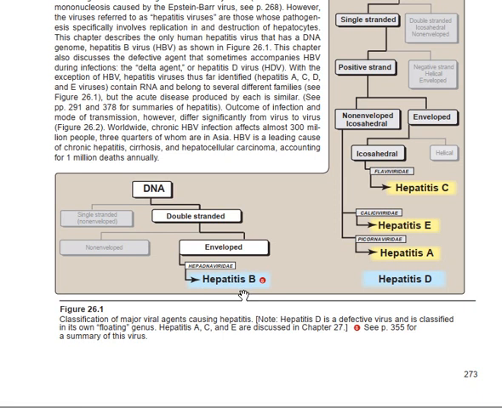So that's the classification. Physically, the ones which are enveloped are hepatitis B and C, while the rest are non-enveloped. But the shape of all of them is icosahedral.